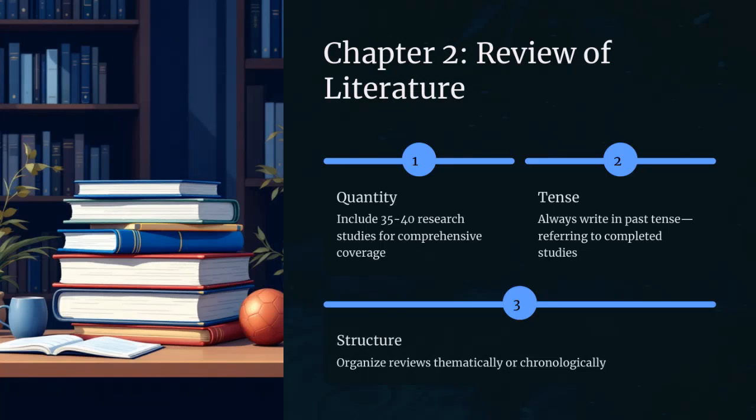When organizing the review of literature, I found it most effective to arrange the studies either thematically or chronologically. This approach helps create a clear flow and makes it easier to see how ideas and findings developed over time or across different topics. It's important to note that I always presented these studies in the past tense, referring to the research as completed work. This maintains clarity and consistency throughout the review.